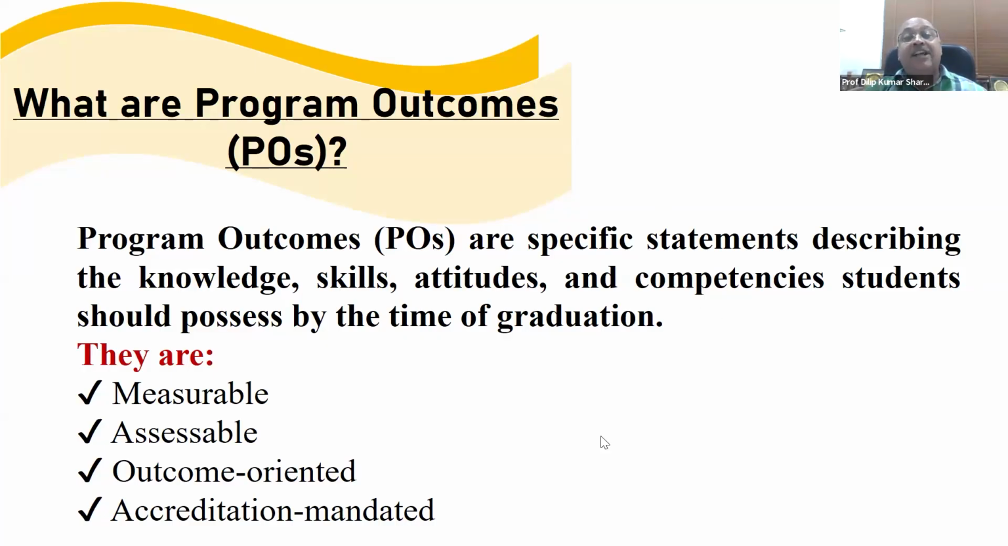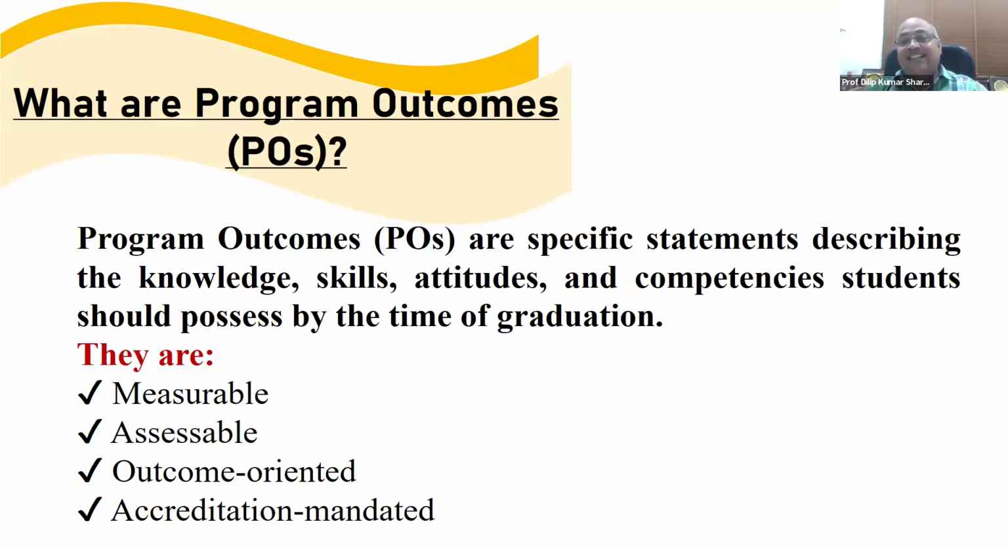Now, the next quiz question: how many graduate attributes are there in the Tier 1 NBA engineering format? Please give the answer in the chat box. Dilip, you gave the correct answer. Ankita, Alokarun, very good. Varsani, Somata, Harishankar, Pali, very good. So there are 11 graduate attributes.